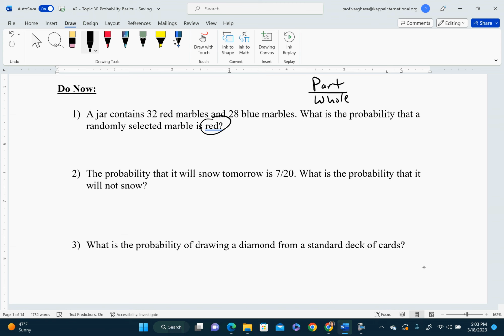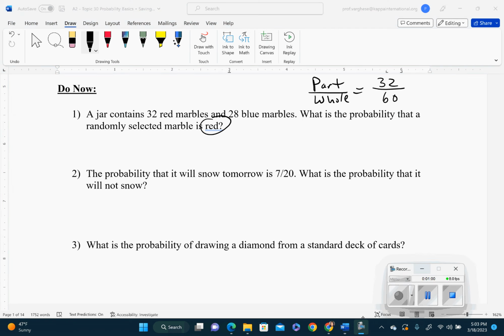Okay, so we're looking for red. So how many reds are there, right? So there are 32 red marbles out of what is the total? To get the total, you take these and you add them together. So 32 plus 28 is 60. So 32 out of 60 is our fraction. And then you want to try to simplify whenever possible.